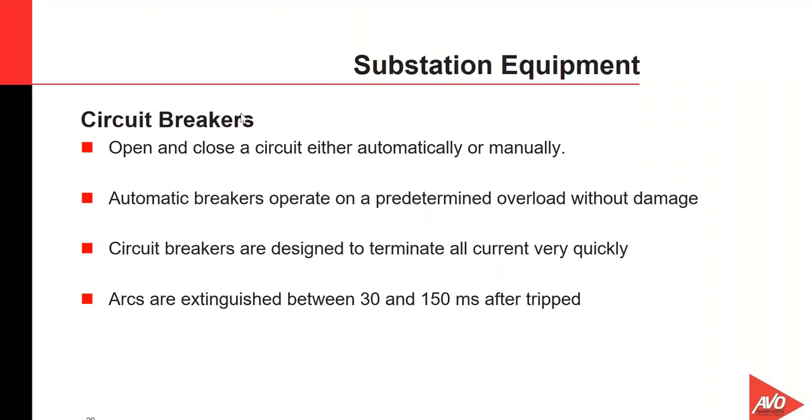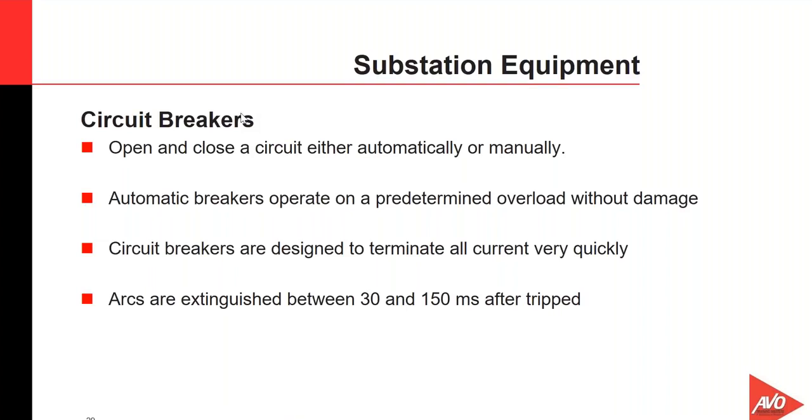All right, so these automatic circuit breakers operate on a predetermined overload without damage, meaning that we want to operate this circuit breaker without damaging it. They're designed to operate and terminate the current very quickly, and their arc is extinguished between 30 and 150 milliseconds after being tripped. Some of the circuit breakers that we could see out there are going to be our air, vacuum, SF6, and oil. The most common is going to be SF6 and vacuum.